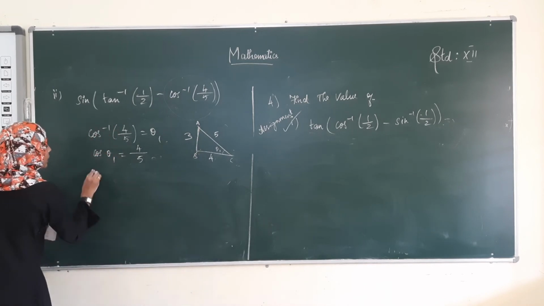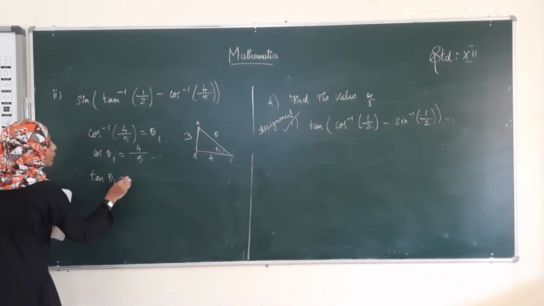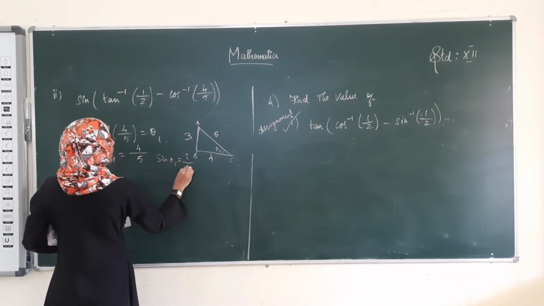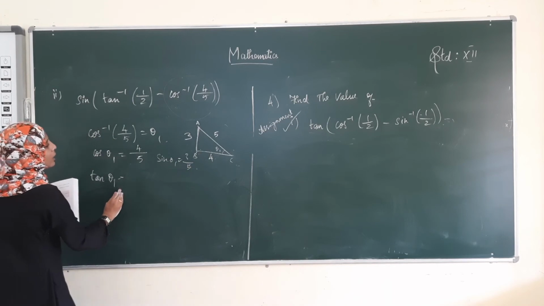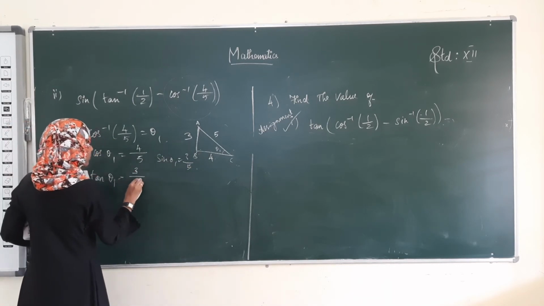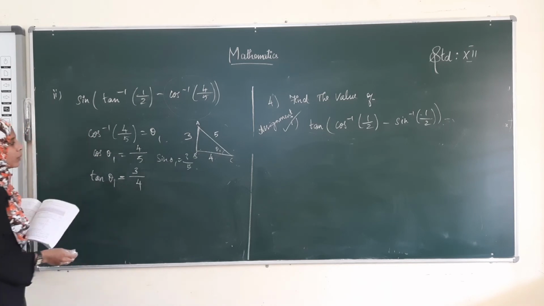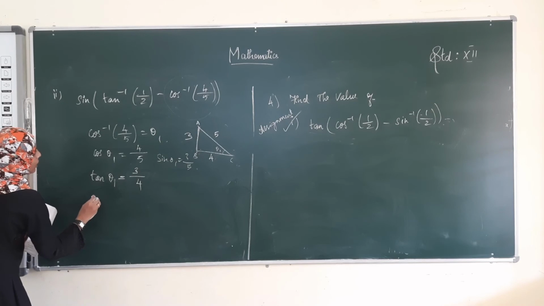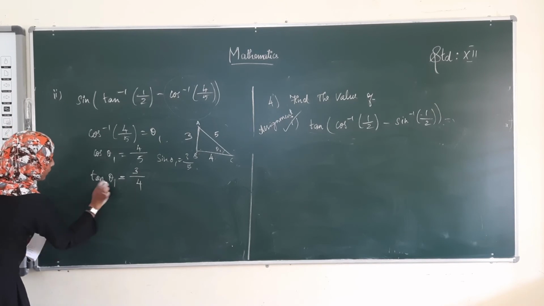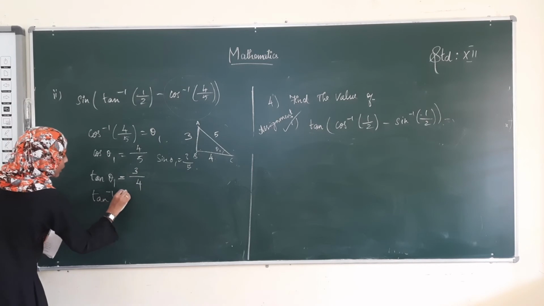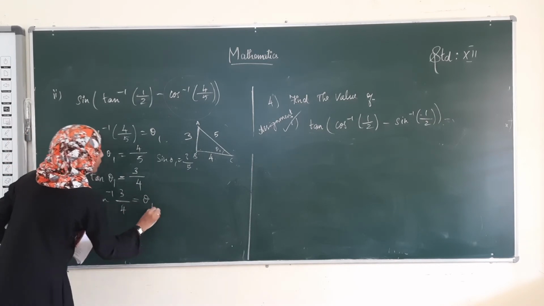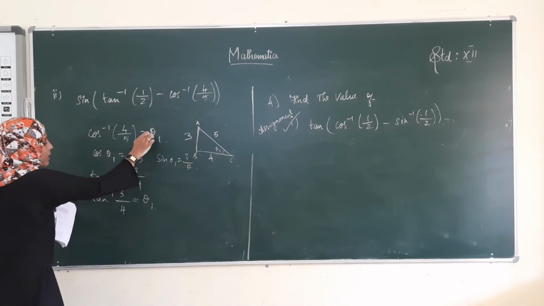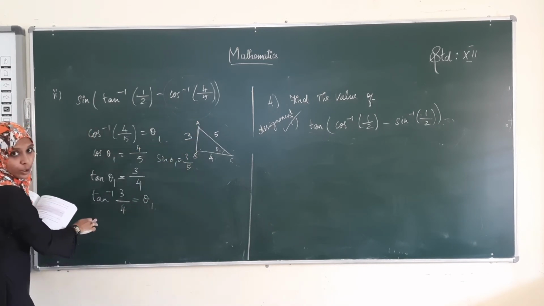Then, through this we can write tan theta 1. Sin theta 1 is equal to 3 divided by 5. Cos theta 1 is equal to 4 divided by 5. So tan theta 1 is 3 divided by 4. Then we can write tan inverse of 3 divided by 4 is equal to theta 1. Instead of cos inverse of 4 by 5, we substituted theta 1. Instead of theta 1, we can substitute tan inverse of 3 by 4 here.